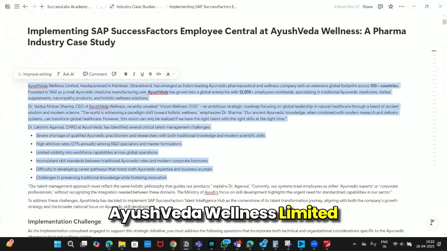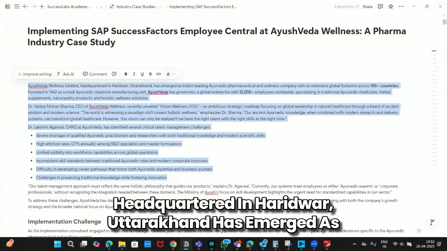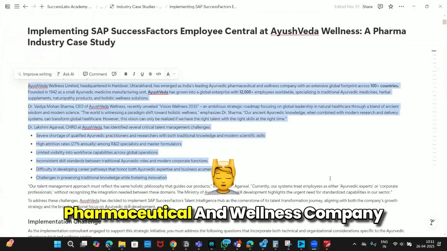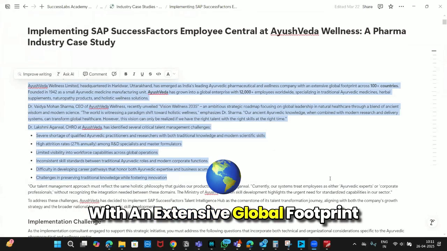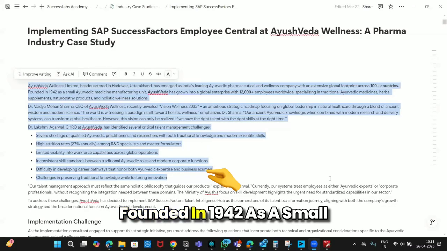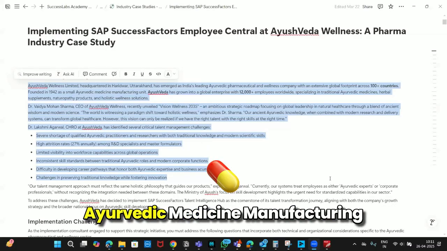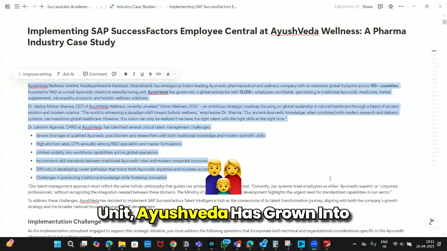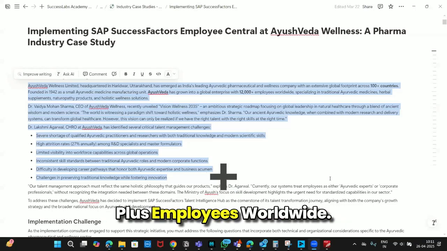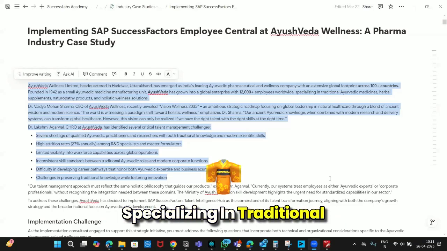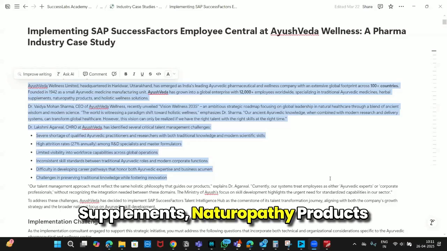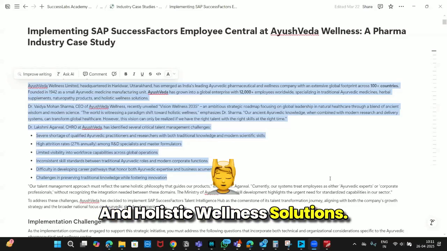Ayurveda Wellness Limited, headquartered in Haridwar, Uttarakhand, has emerged as India's leading Ayurvedic pharmaceutical and wellness company with an extensive global footprint across 100 plus countries. Founded in 1942 as a small Ayurvedic medicine manufacturing unit, Ayurveda has grown into a global enterprise with 12,000 plus employees worldwide, specializing in traditional Ayurvedic medicines, herbal supplements, naturopathy products, and holistic wellness solutions.